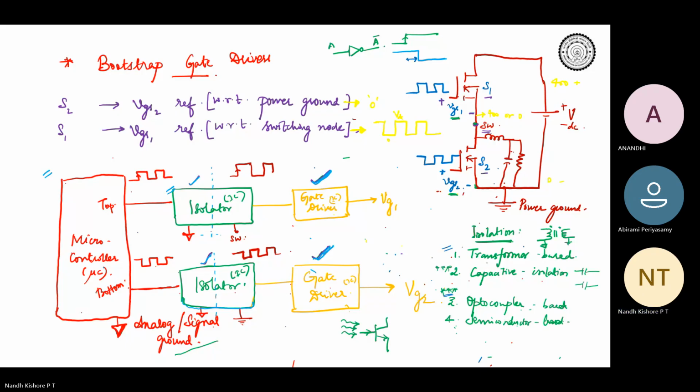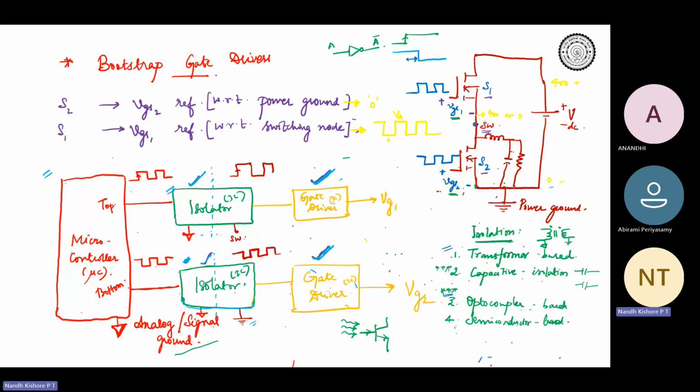But this is also a fixed reference, that is, the power ground is fixed at 0. And this analog ground is also a fixed reference. So then this isolator is not required. Without this also, you can design gate drivers. This isolator is not compulsory. This is compulsory, and the gate driver IC is compulsory, but the isolation for the bottom device is not compulsory.